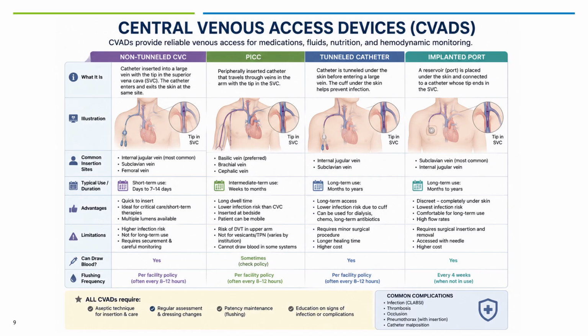So let's look at each type. We have a non-tunneled central venous catheter. A non-tunneled central line is the one you'll most often see in the ICU or emergency department. It's inserted directly into a large central vein, usually the internal jugular, subclavian, or femoral vein, and the tip sits again in the superior vena cava. These are intended for short-term use, generally less than 2 weeks.